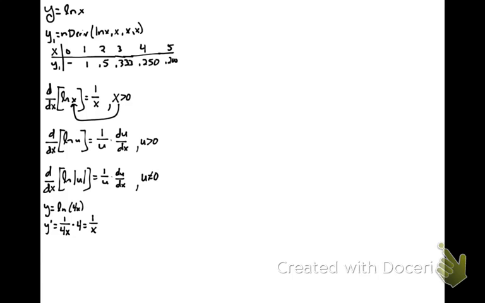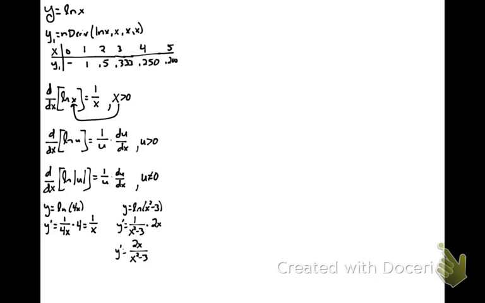Alright, what about if y equals the natural log of x squared minus 3? Well, y prime is 1 over the argument, so x squared minus 3, times, by the chain rule, the derivative of the argument, in this case 2x. Or if we simplify it down even further, we would get 2x over x squared minus 3.